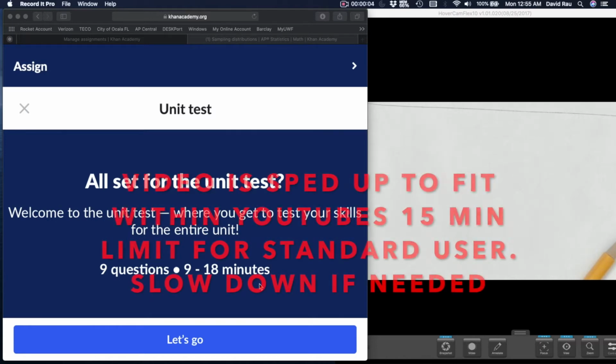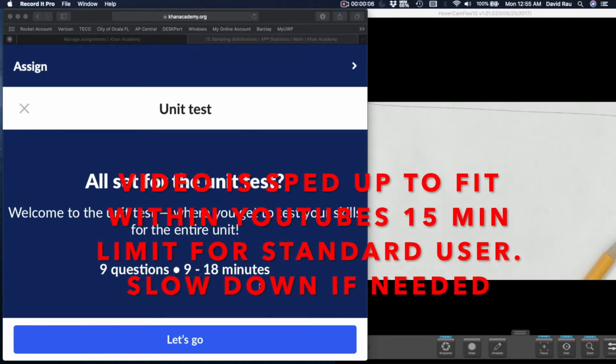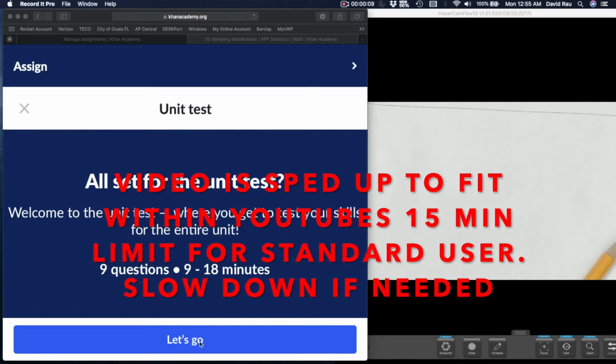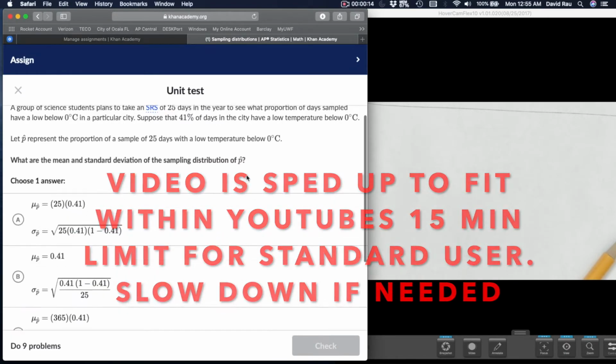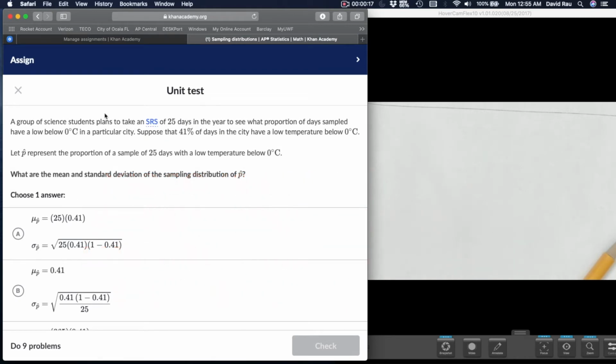All right, stat students, it is time for the sampling distributions unit test. Here we go. Okay, so it says a group of science students plan to take a simple random sample of 25 days a year to see. We'll just read silently now.